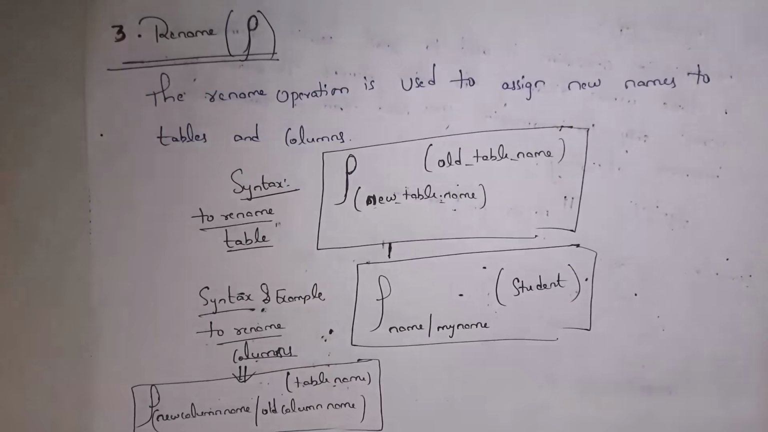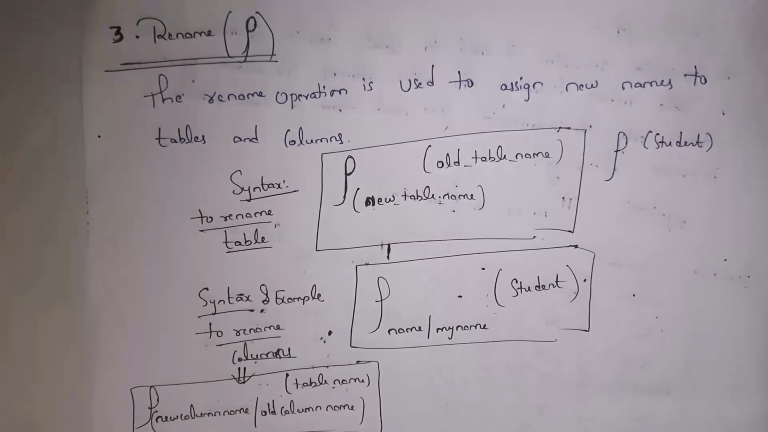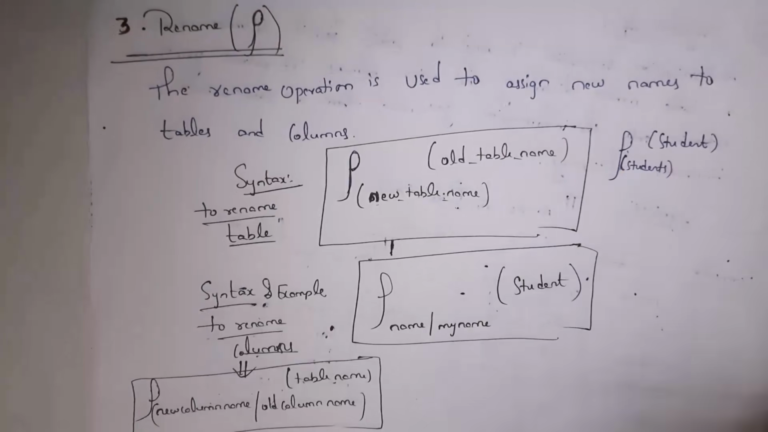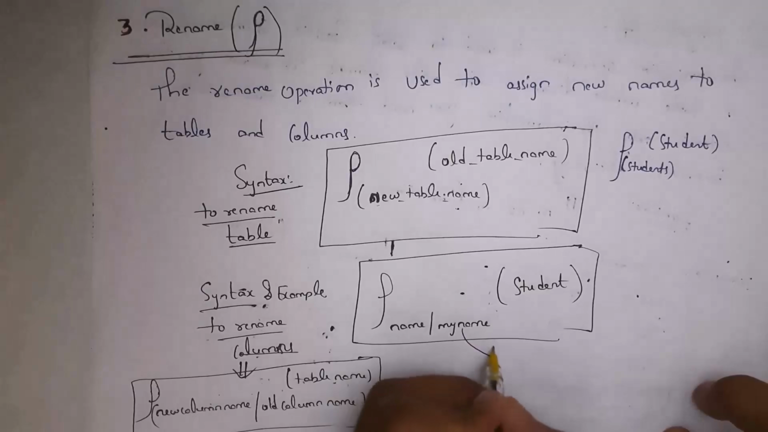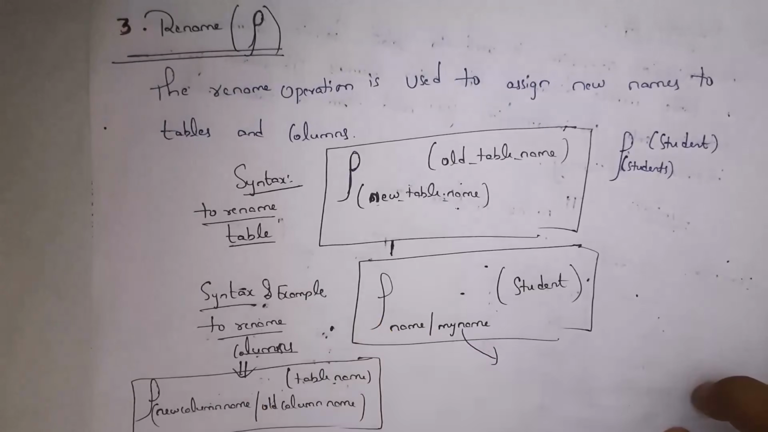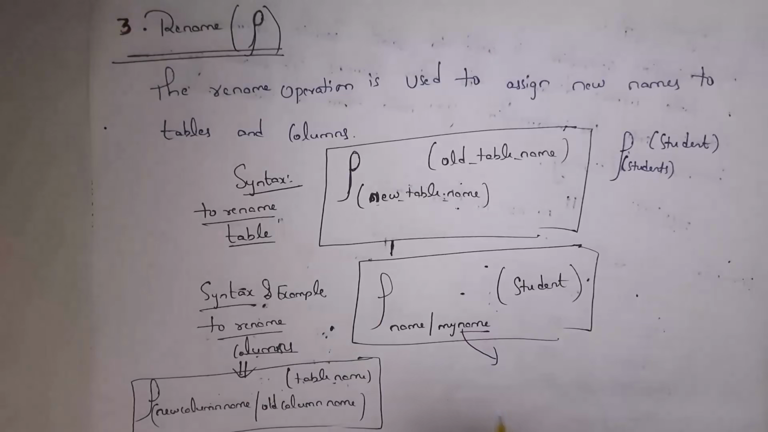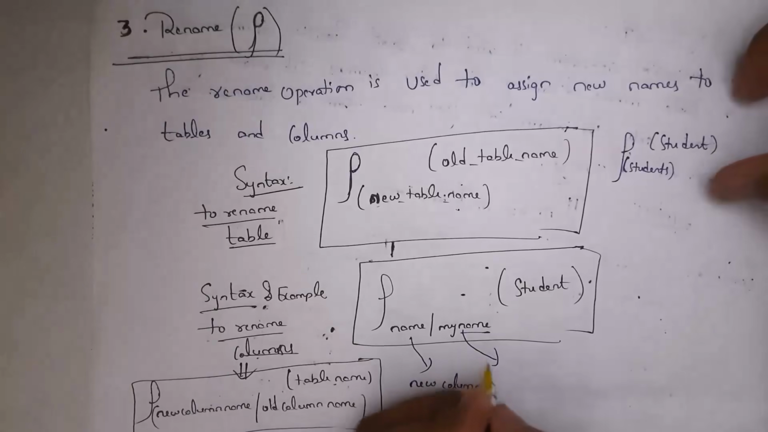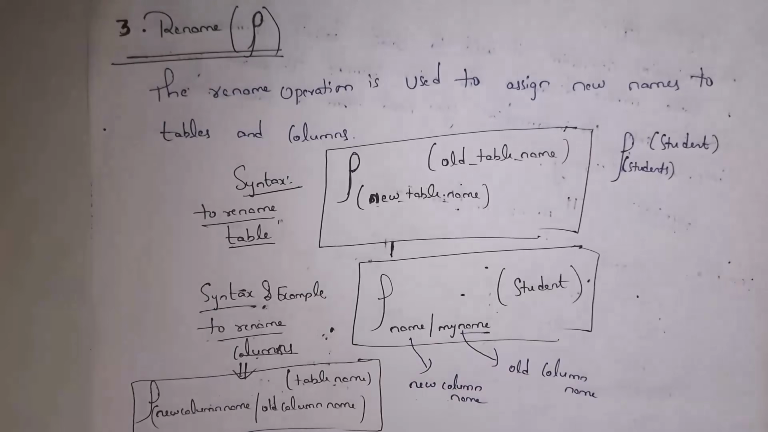For example, there is a student table. I want to change the name from student to students. So just below this rho write students. Here is another example. In the student table there is my name column. Now I want to change this my name column to name column. I want to change the column name from my name to name. So you need to write the new column name and give the old column name here. The old column name is my name. By using rename operation you can rename table names as well as column names.